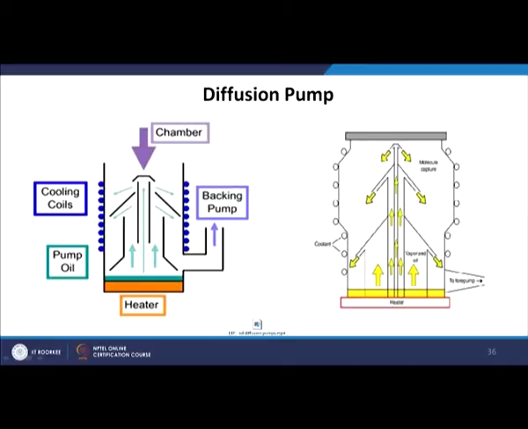And then there are cooling coils surrounding the chamber, and backing pumps which take out whatever gas molecules come out from these nozzles. So, basically there is a heater here. The vaporized oil passes through this cylindrical structure and comes out through these nozzles. Once it goes up to the top portion and comes down, it cools down and is collected as a liquid, and whatever is in gaseous form is pumped out by the backing pump. Now, an overall video of the whole mechanism we are showing you in the next slide.